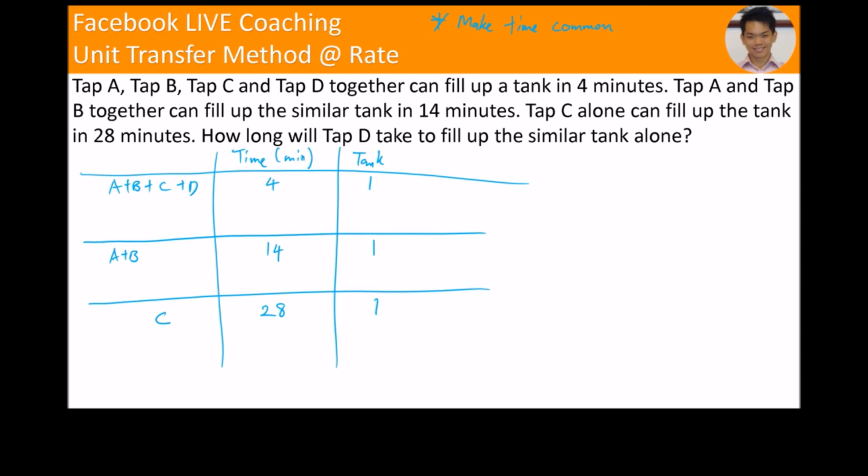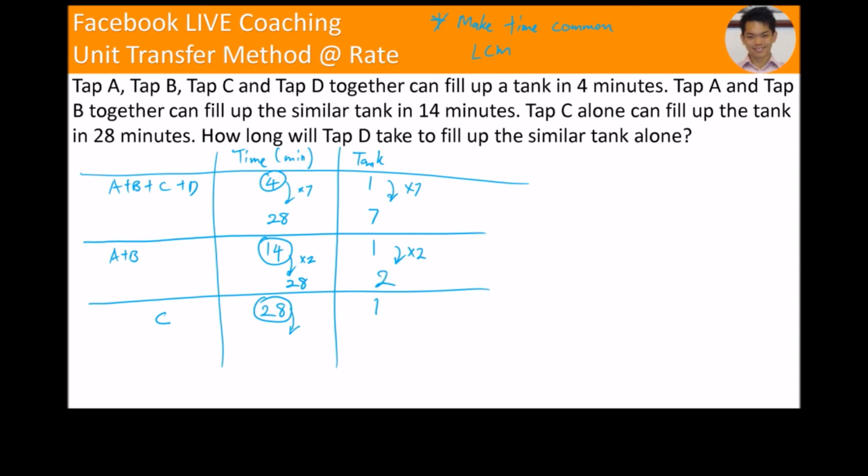Okay, so you need to make the time common. We'll multiply them out to their lowest common multiple between 4, 14 and 28. The lowest common multiple will be 28. So you multiply this by 7, this becomes 28. Your tank also needs to be multiplied by 7, because if you fill it up for a longer time, obviously you're going to fill more tanks. Alright, so then this becomes 7. 1 times 7 gives you 7. 14 times 2 will give you 28. So your tank needs to be multiplied by that as well.